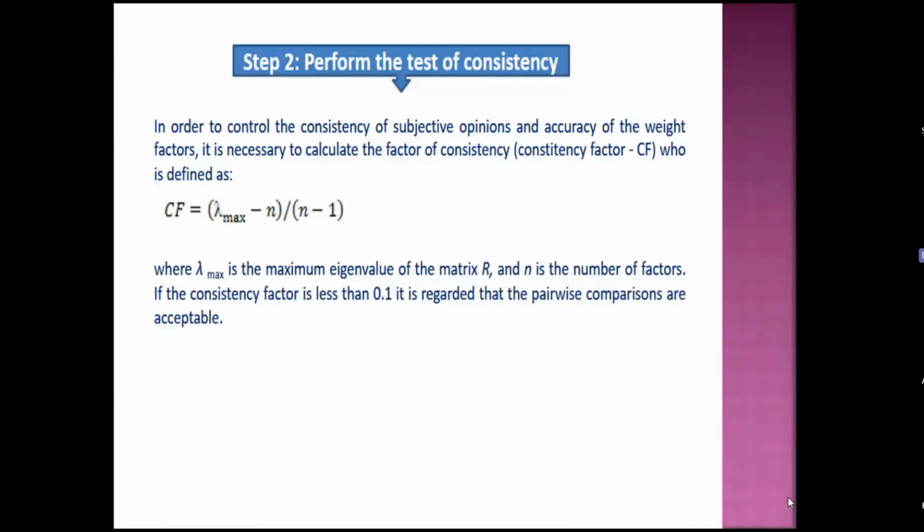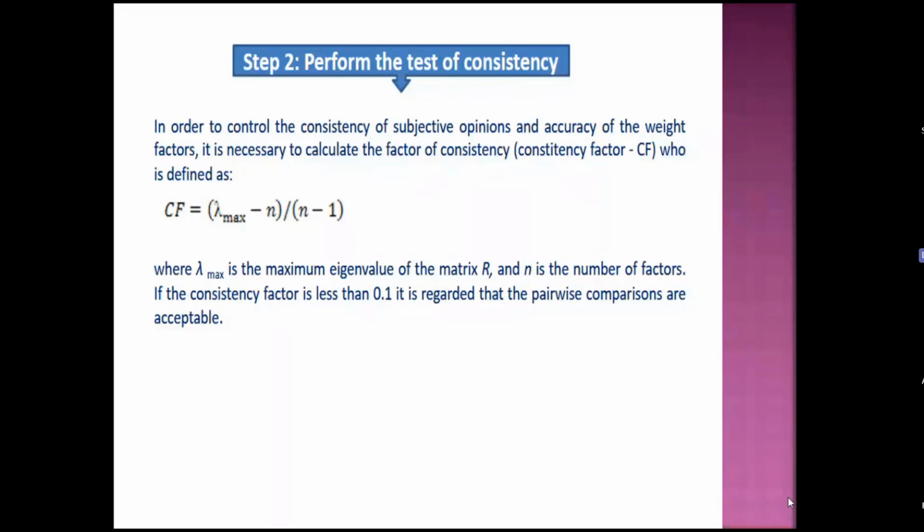In step 2, perform the test of consistency. After getting the weights, we proceed to the consistency test. In order to control the consistency of subjective opinions and the accuracy of the weight factors, it is necessary to calculate the consistency factor, which is defined as CF equals lambda max minus n over n minus 1, where lambda max is the maximum eigenvalue of the matrix R and n is the number of factors.